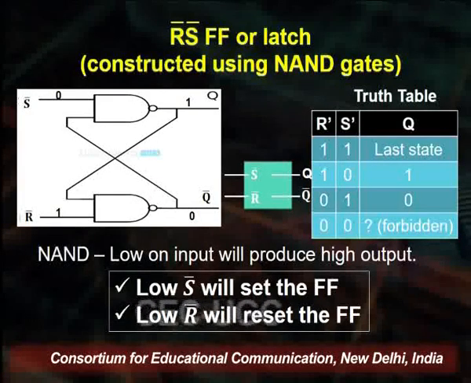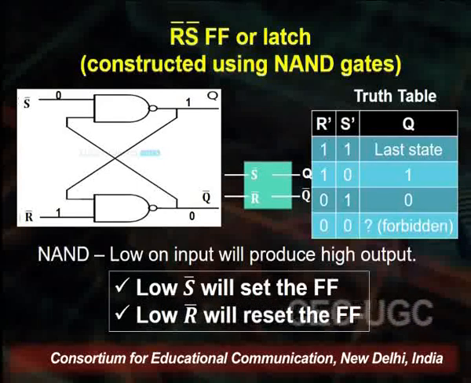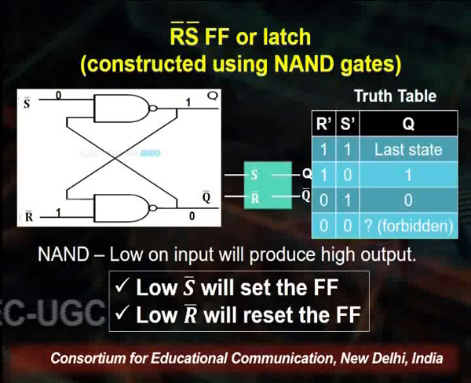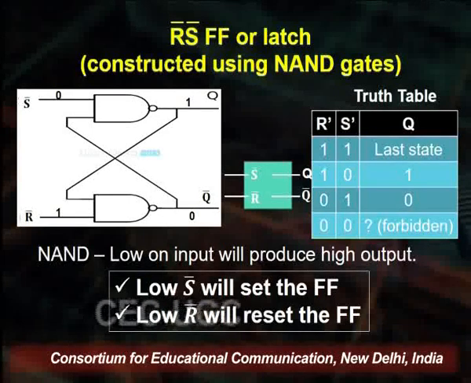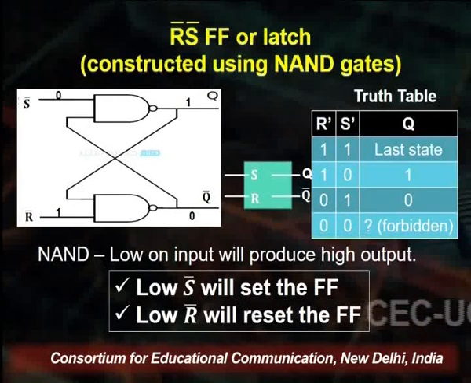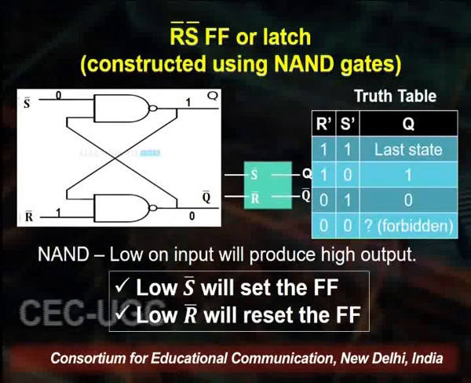When S became 1 and R became 0, that is the 0 1 combination, we found that the output of the truth table got stuck at 0. When S became 1, R became 0, then the output was fixed at 1.